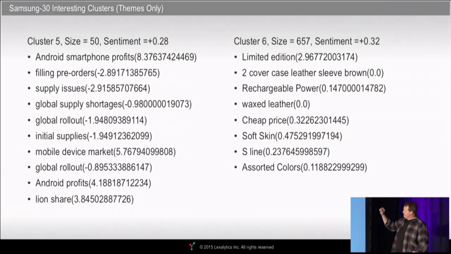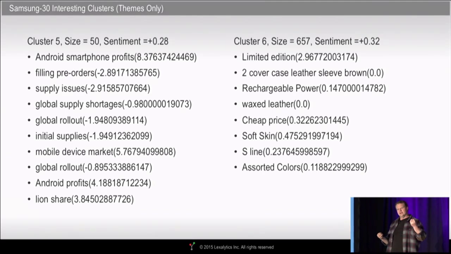Now, the left one is broken. It's very interesting how it's broken, in that most of the stuff in it had to do with the fact that they had supply rollout problems. But the Android smartphone profits outweighed the sentiment in the rest of it. This is one of the things that we have to work on and look out for. I can see how they are related, profit being related to supply. But this is the kind of thing where I'd probably try more clusters.